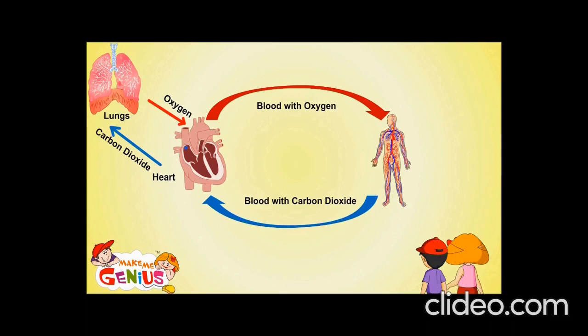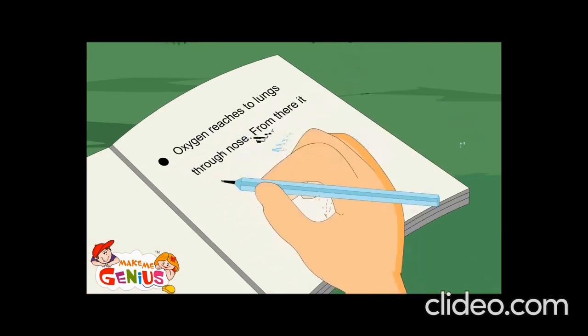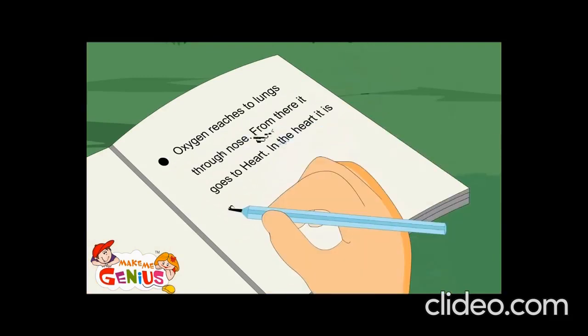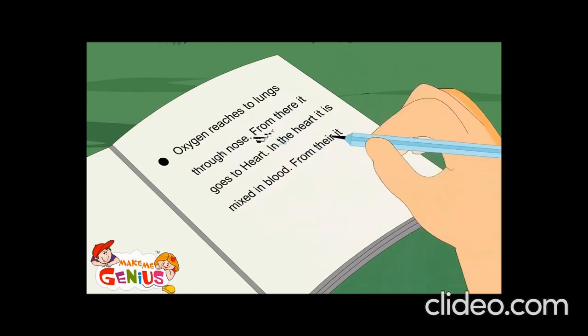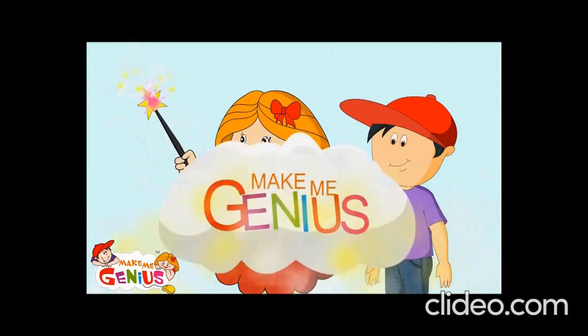You are right. Oxygen reaches your lungs through your nose. From there, it goes to your heart. In your heart, it's mixed in blood. From there, it reaches all the body with blood. Okay, let me show you a picture.